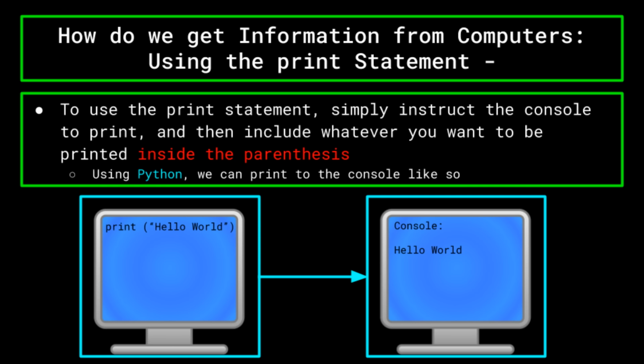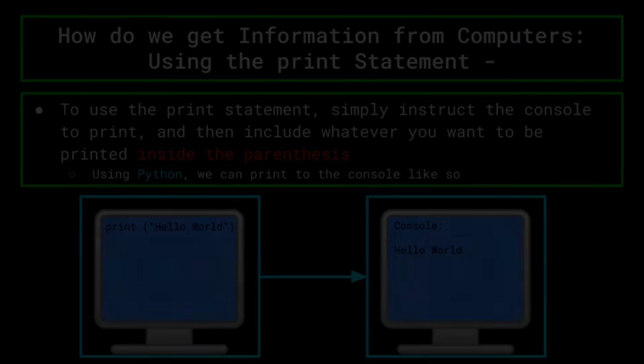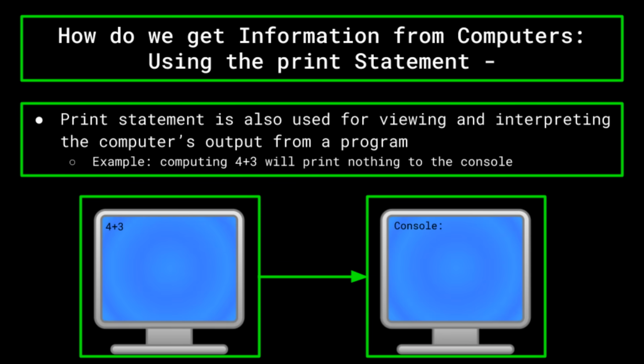The print statement is also vital for viewing and interpreting the computer's output from a program. For instance, if you tell a computer to run a simple calculation, for example to determine what 4 plus 3 is, it will run the program internally and compute an answer. However, what is the purpose of having the computer run this program if you will not be able to tell what the result is? Instead of simply telling the computer to perform this calculation, instruct the computer to print the output of the program to the console, and upon the program's completion, 7 will appear on the console. As you can see, the console allows us to easily print information out to the developer for a variety of uses.